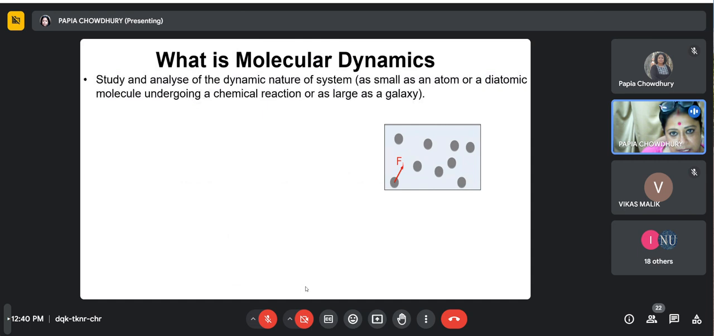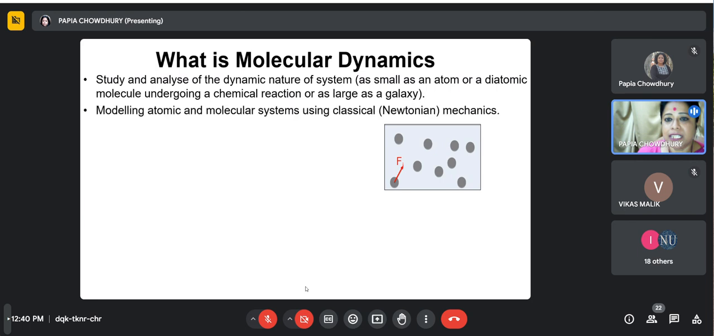Now, what is molecular dynamics actually? It is the study and analysis of the dynamic nature of a system. The system may be a small atom, a dynamic molecule undergoing a chemical reaction, or a system as large as a galaxy, which we can also apply to protein systems. And in this case, for the modeling of the atomic or molecular system, we use basic classical Newtonian mechanics.